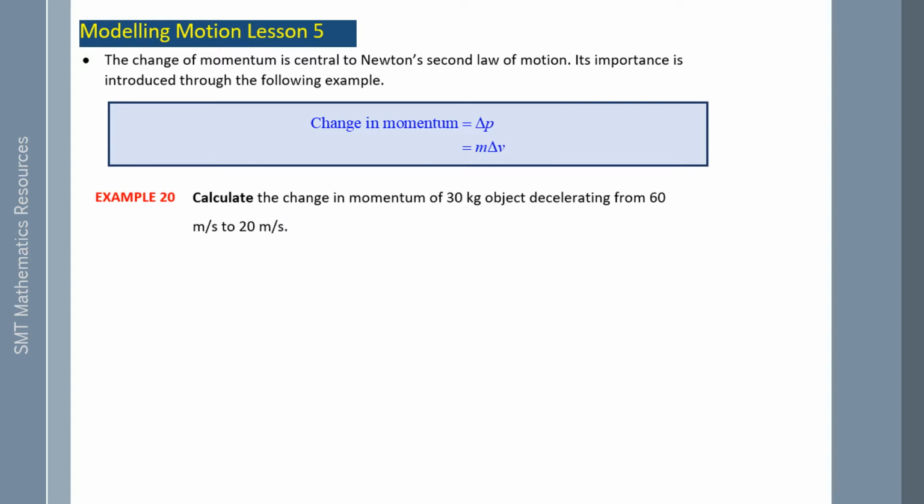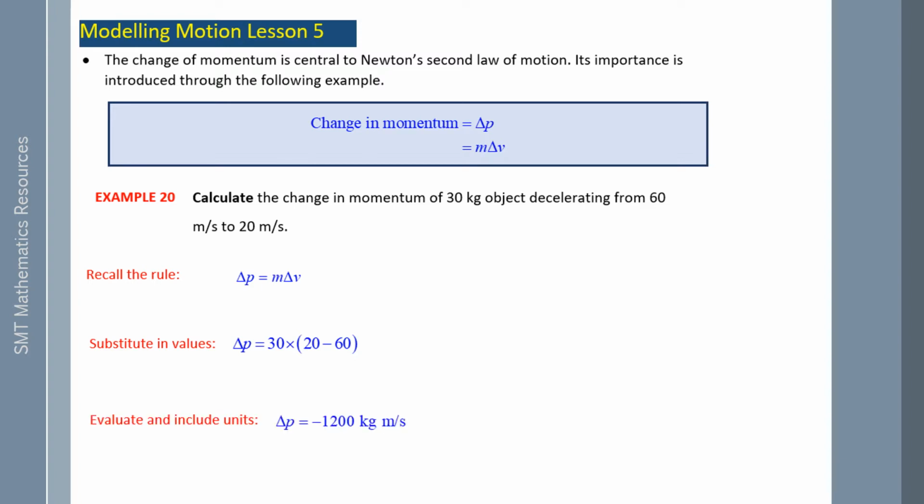Example 20. Calculate the change of momentum of a 30 kilogram object decelerating from 60 meters per second to 20 meters per second. Recall the rule, delta P equals mass times change in velocity. Substitute in the values. The mass is 30 and the change in velocity is 20 take 60. Evaluate and include units. Change of momentum is negative 1,200 kilogram meters per second.